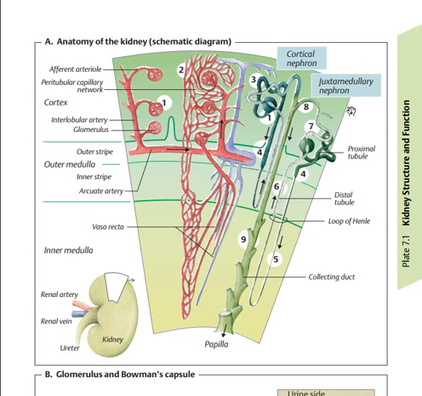We now have the juxtamedullary nephron on this side. They have their loop of Henle. The thick descending limb is going to stop at the level of the inner strip of the medulla, while for cortical nephrons it stops at the level of the outer strip of the outer medulla. Then it continues downward into the inner medulla.